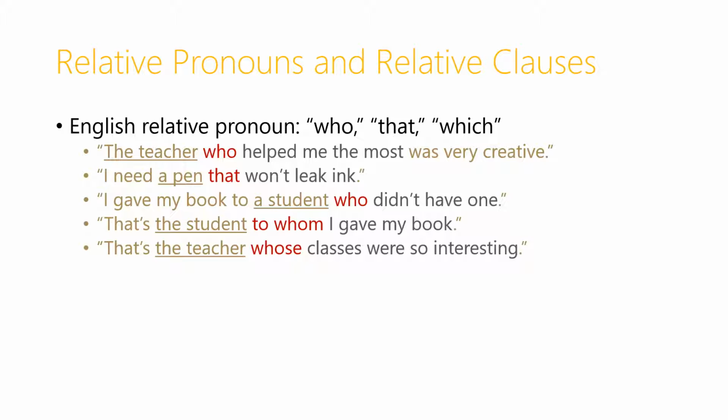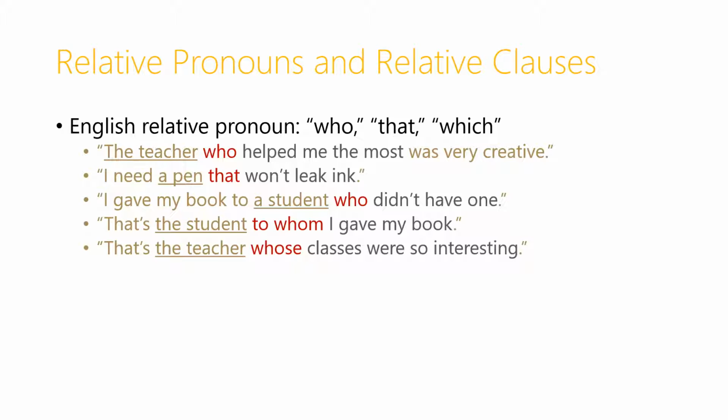I might also say, I need a pen that won't leak ink. The main clause there is just, I need a pen. But a pen is the antecedent for the relative pronoun that, and the relative clause is that won't leak ink. And that won't leak ink is describing something more about the pen that I need.